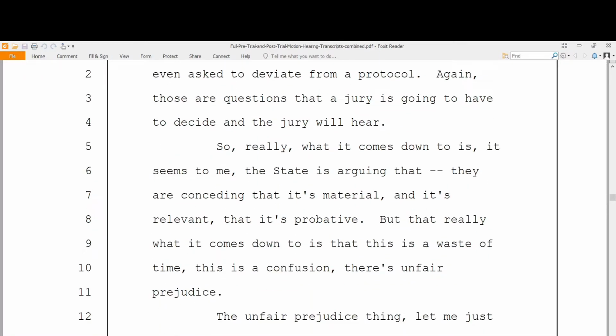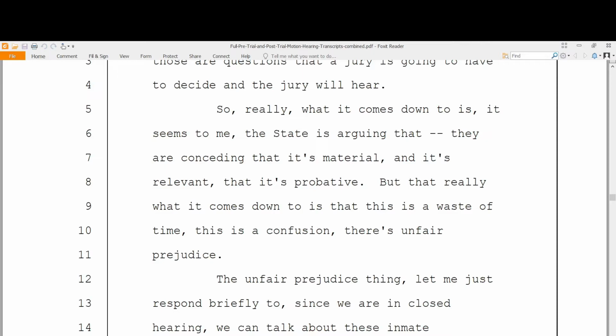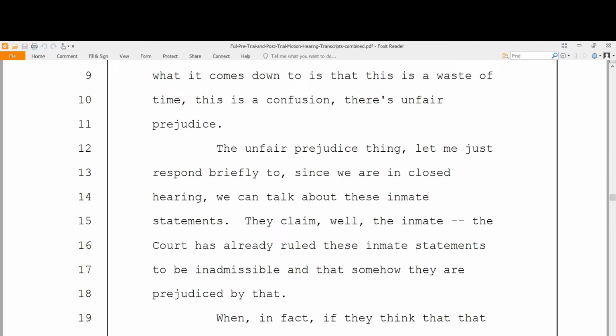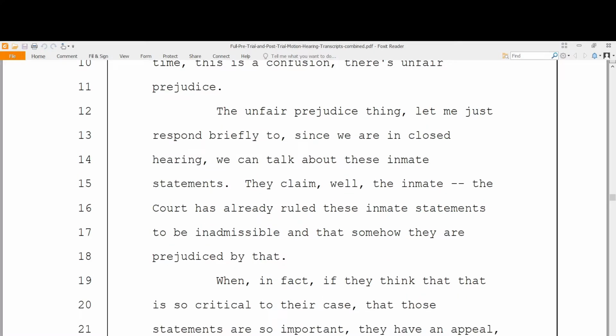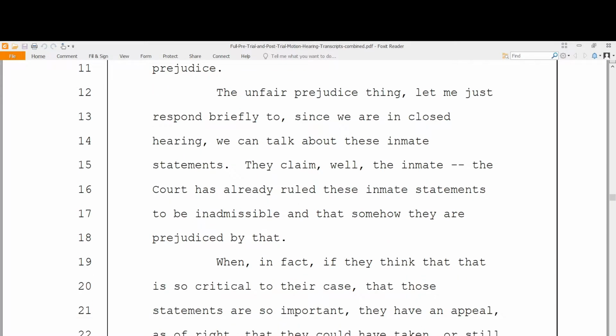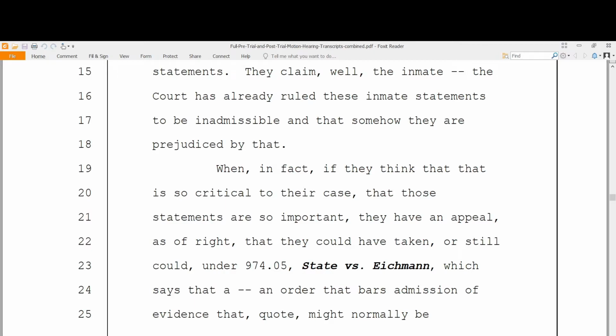So really, what it comes down to, it seems to me, is that the state is conceding that it's material and relevant and probative, but they argue that this is a waste of time. This is confusion. There's unfair prejudice. On the unfair prejudice point, let me just respond briefly, since we are in closed hearing, we can talk about these inmate statements. They claim, well, the court has already ruled these inmate statements to be inadmissible and that somehow they are prejudiced by that.